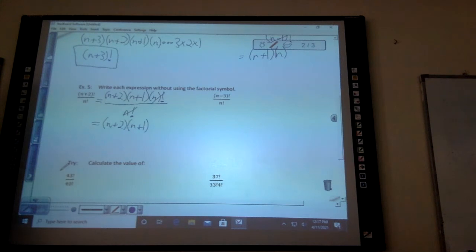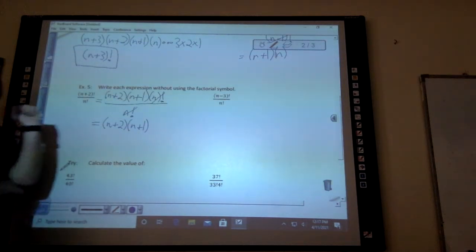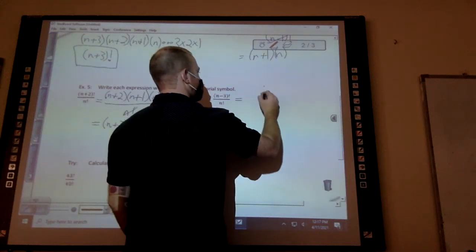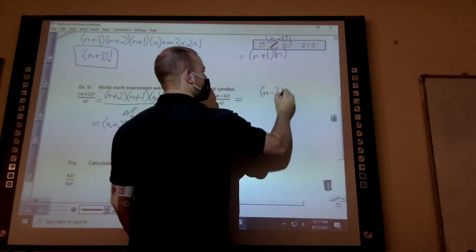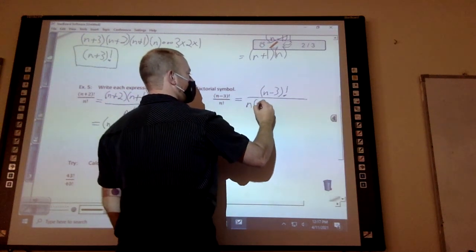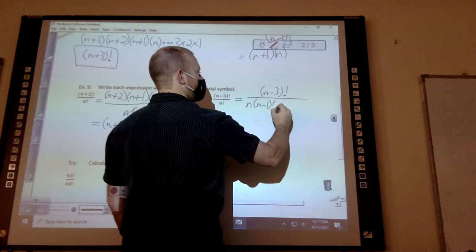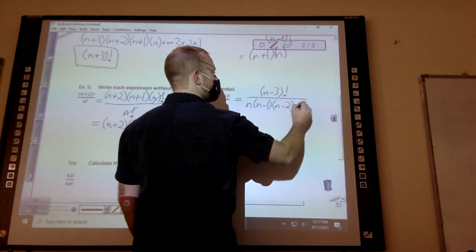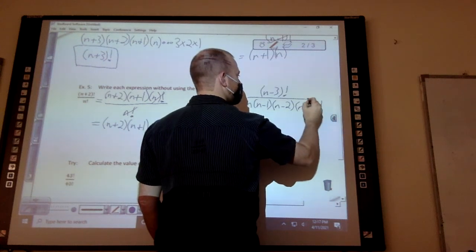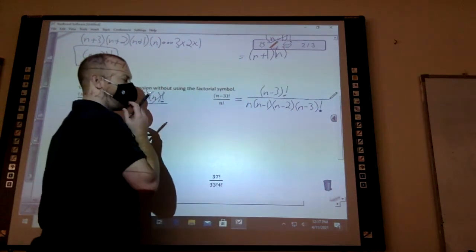Let's try one more. So I've got n minus 3 factorial divided by n. Which one's bigger? The one on the bottom. Good. So we're going to expand the bottom. So we'll leave this up top, n minus 3 factorial, over n times n minus 1 times n minus 2 times n minus 3. That's the same as the top, so leave it.